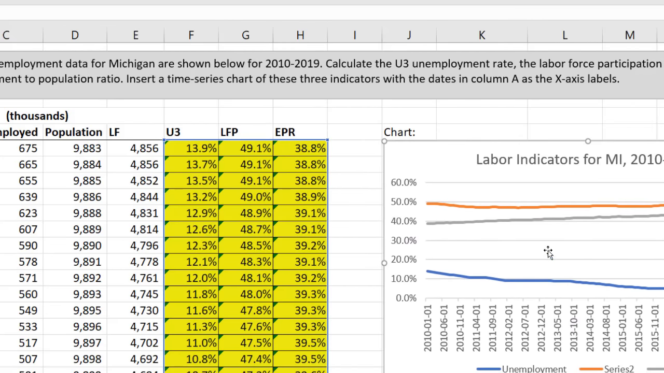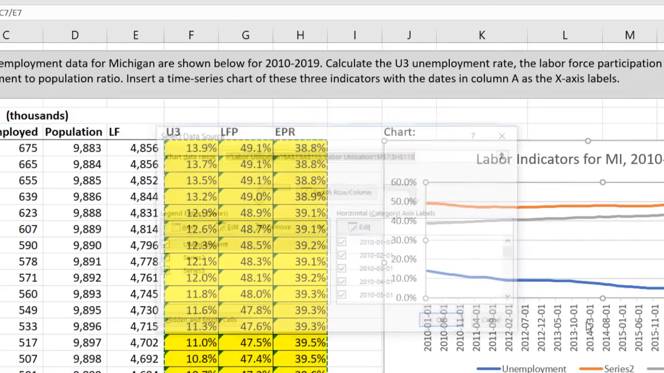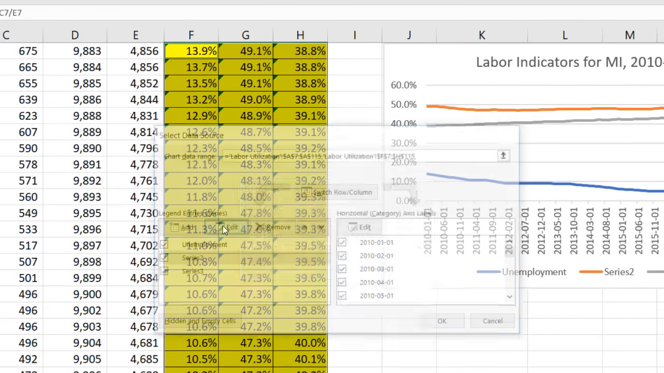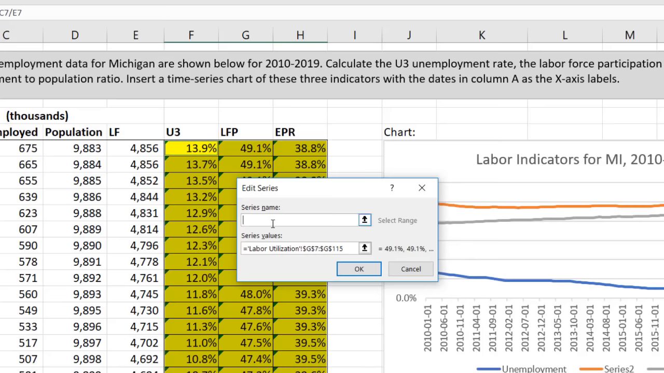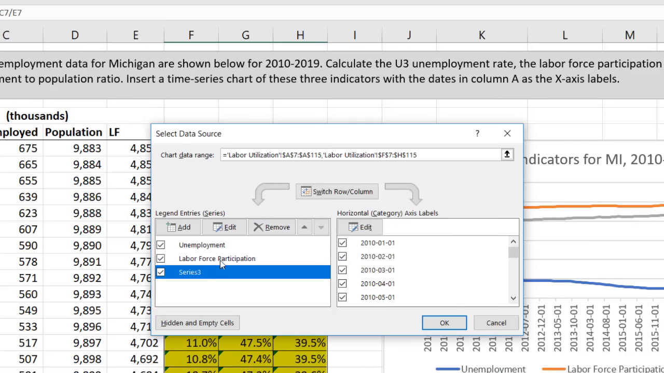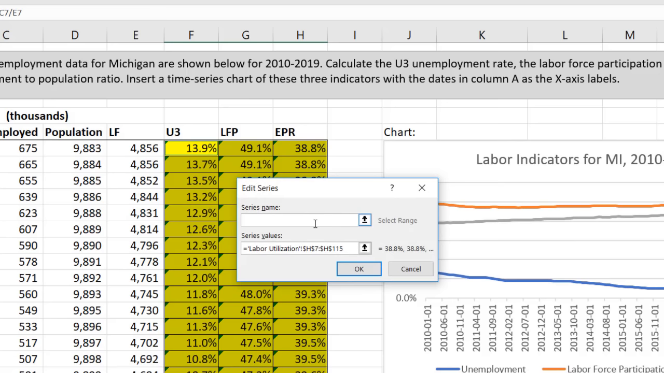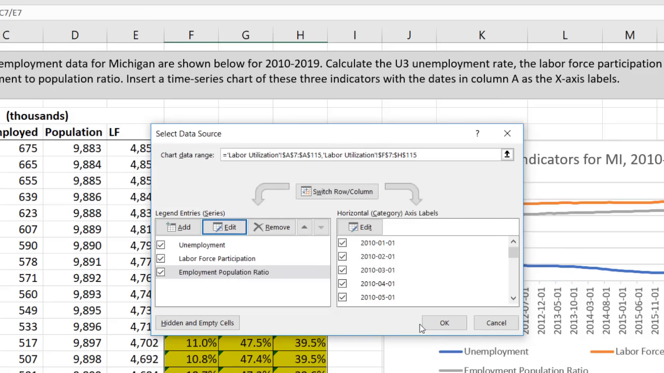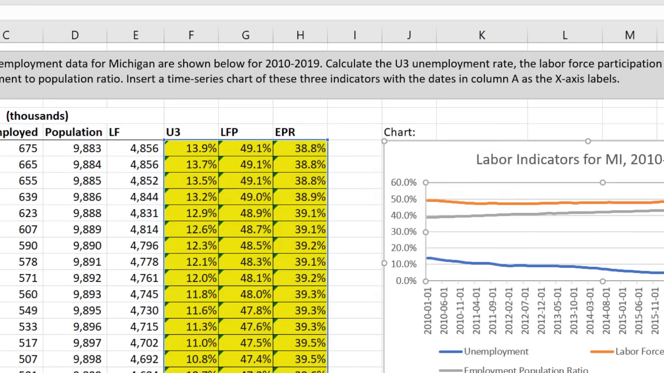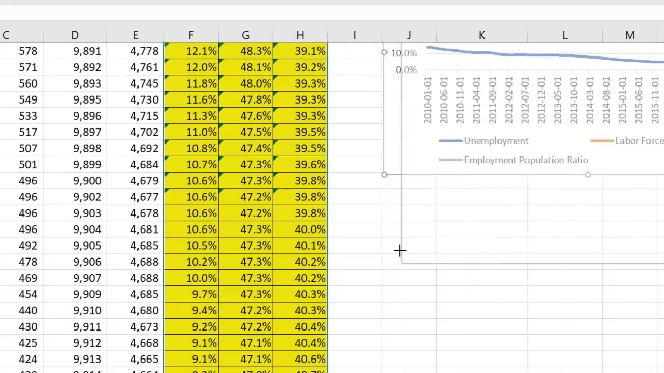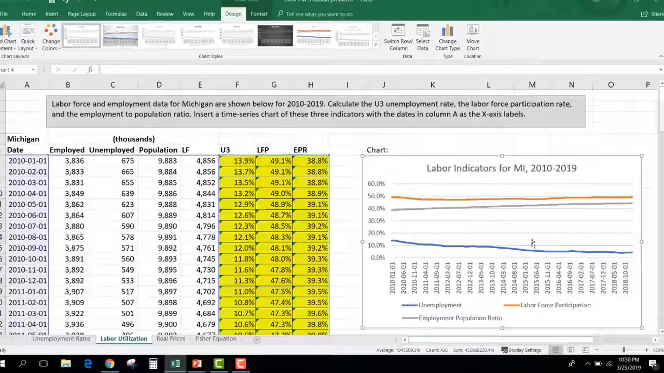And then again, right click here, select data, series 2, edit, and series 2 is the labor force participation. Then series 3, edit, is the employment population ratio. Typing employment population ratio is going to be the hardest thing you do on this whole assignment. And there it is. Okay, so there's our time series chart. You can make it a little bigger if you'd like to, but that's going to be good enough.